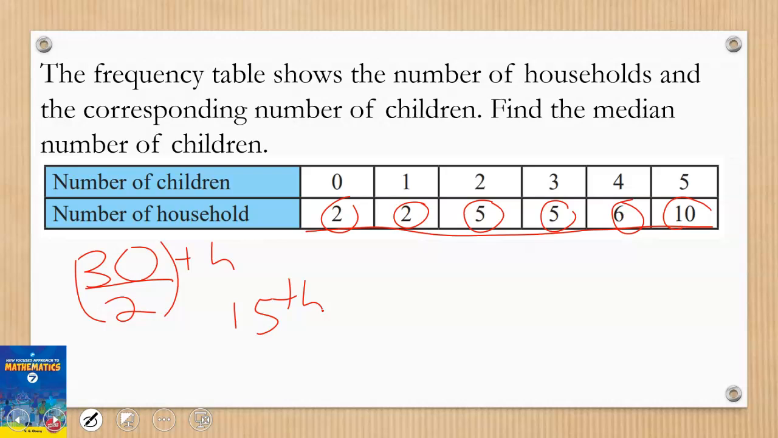So I'll start numbering, or adding, from here. 2 plus 2, 4, plus 5, 9, plus 5 again will give me 14. I've not gotten there yet. 14 plus 5 plus 6 is now 20. So it means that my 15th position is here. If it is here, the median mark is going to be 4. So the median number of children is 4.